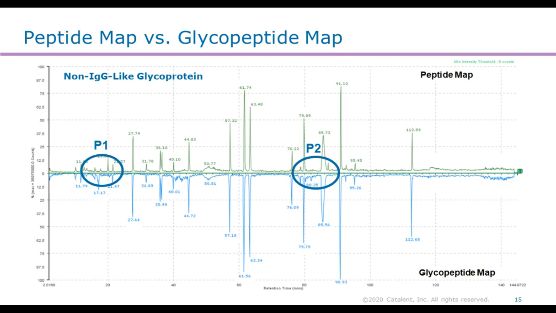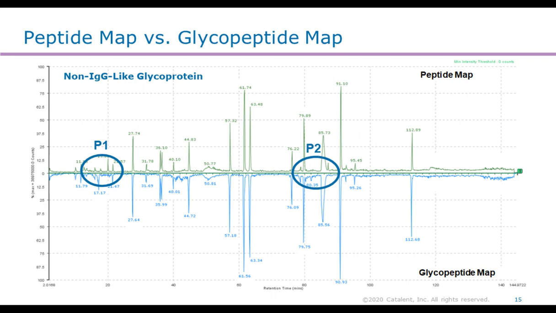But if we look closer, in the circled areas I show on the slide, there are some differences. I call them region P1 and region P2. These correspond to the glycopeptides that elute on this chromatogram that correspond to the N-glycosylated sites on the glycoprotein that we have. So this is where the glycopeptides would elute as well as their non-glycosylated counterparts.